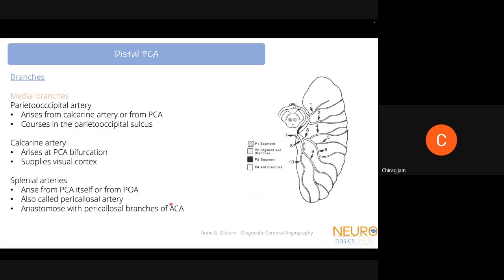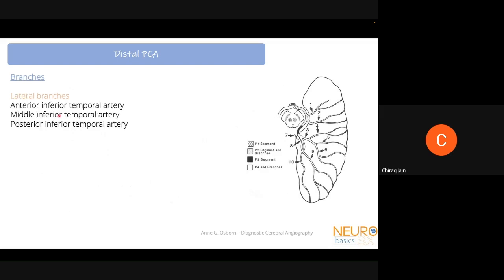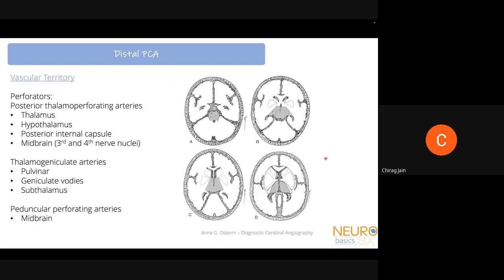So these anastomoses between the ACA and PCA at the pericallosal level are quite important in diseases like Moyamoya disease. There are also multiple lateral branches which arise from the PCA: the anterior inferior temporal artery, the middle inferior temporal artery, and the posterior inferior temporal arteries. Also, what is the vascular territory of the PCA itself?